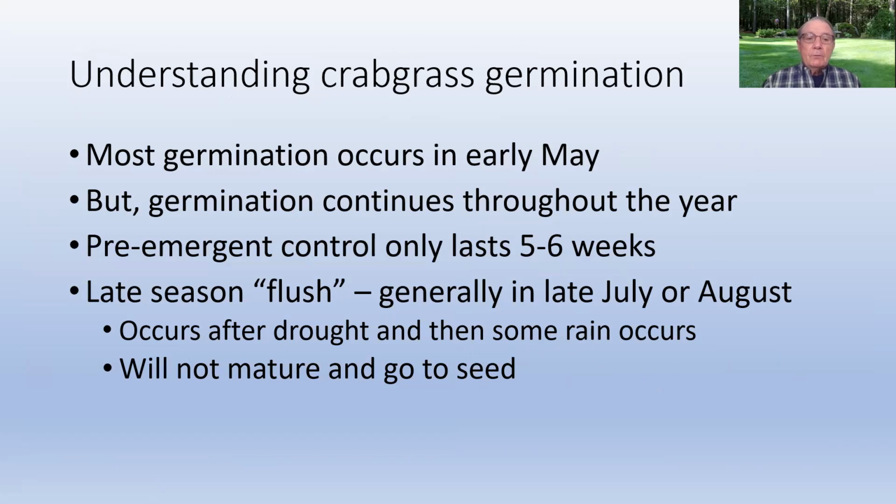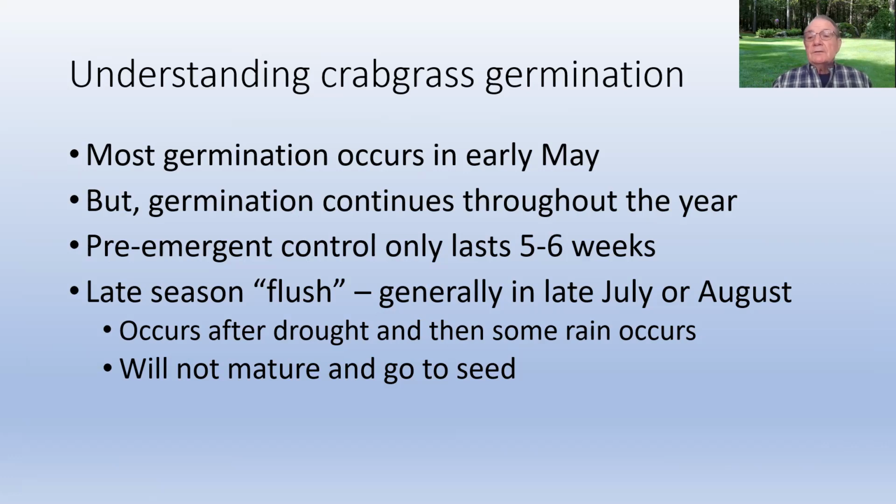Remember that the pre-emergent control, the dimension that we apply in applications 1 and 2, is only going to last for 5 to 6 weeks. As a result, when you do get some of these late season storms or thunderstorms, we may see what's referred to as a late season flush of crabgrass in July or August. They normally occur after a drought when some rain occurs.